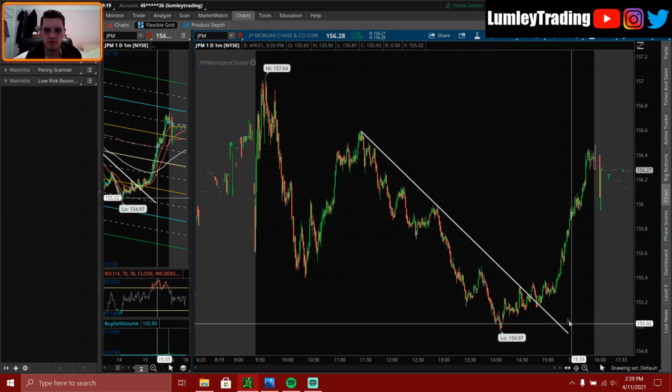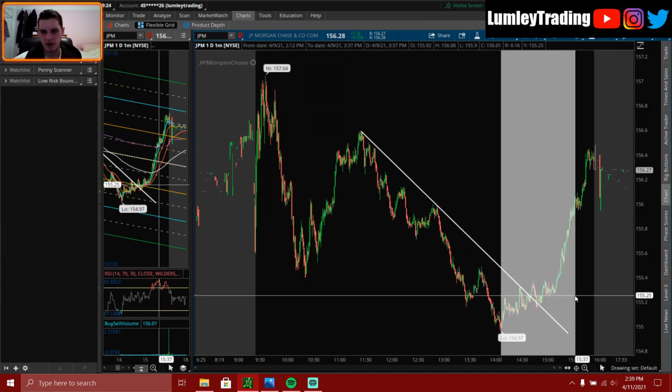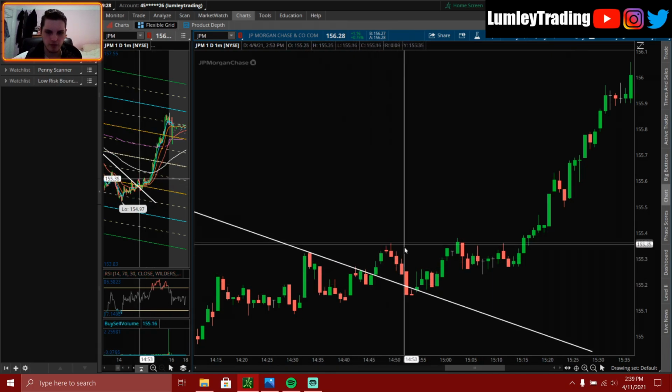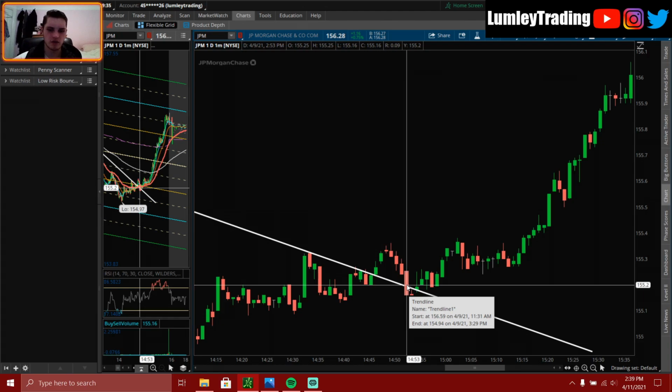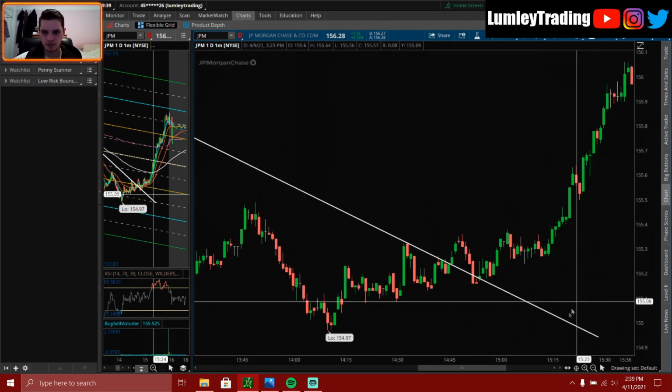And let's see how this one reacted. So we tapped it here. We ended up getting a pullback. And then again, hesitation on it. We broke through, pulled back. And this again is, if we were trading it, where my entry would be, looking at around $155.20.